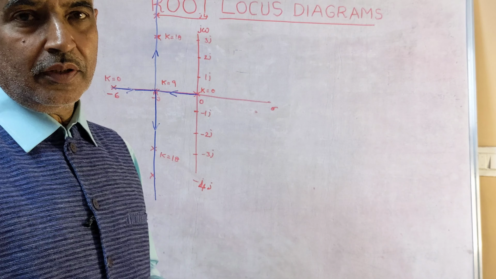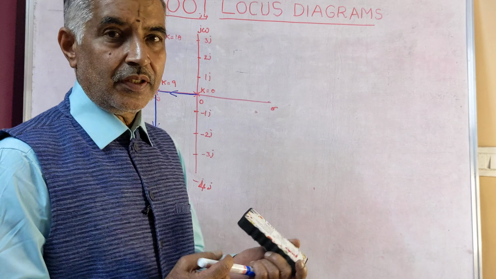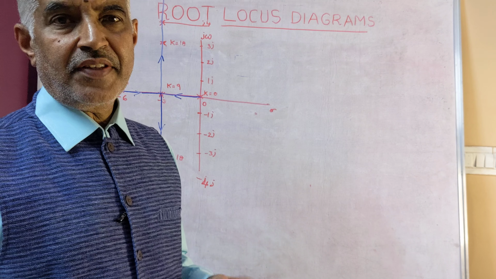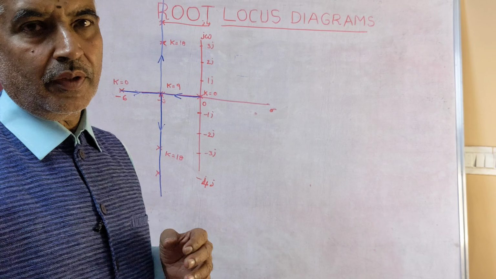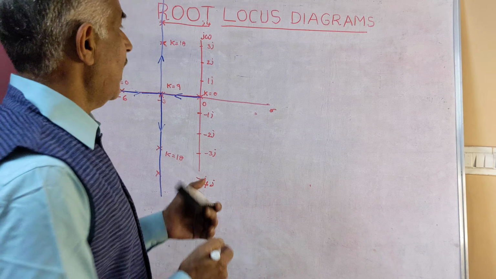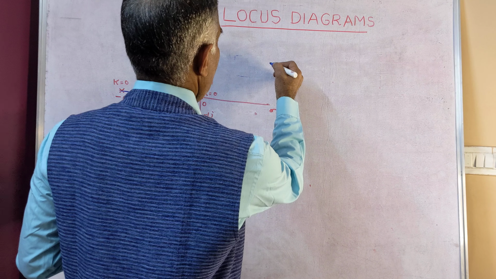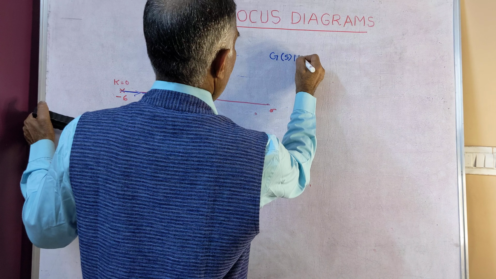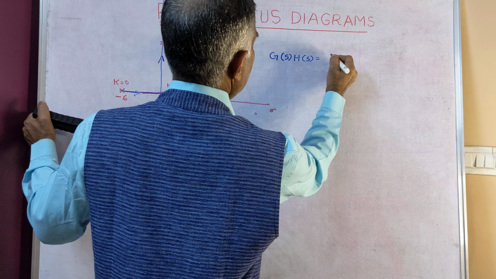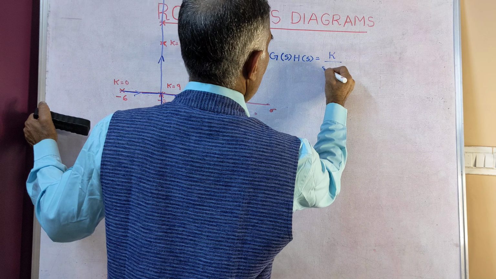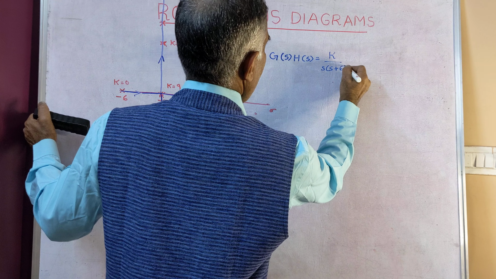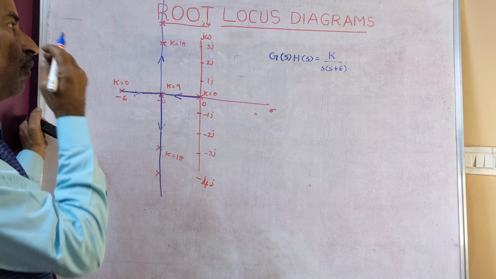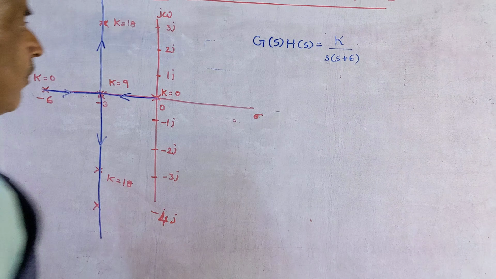Good morning, students. In the last class, I took the example of a unity feedback system given by G(s)H(s) equals K over s into (s plus 6).